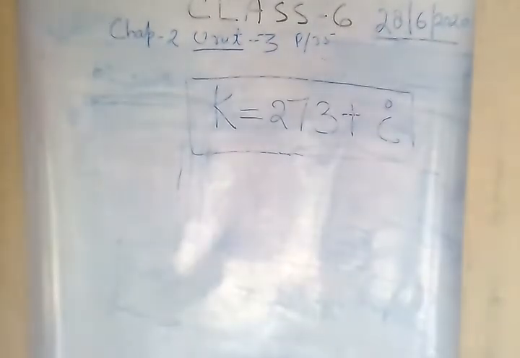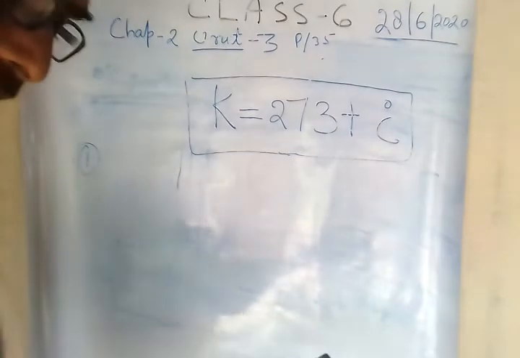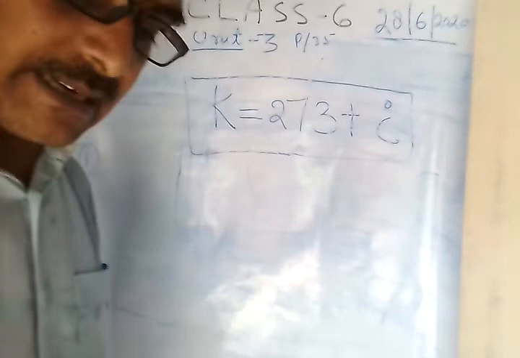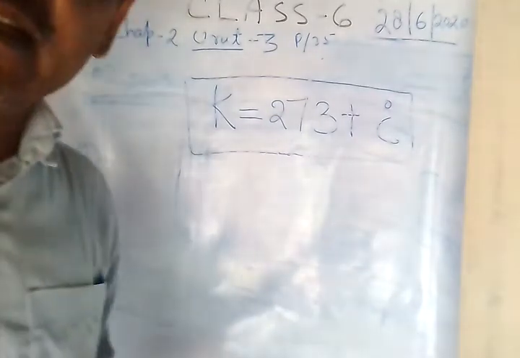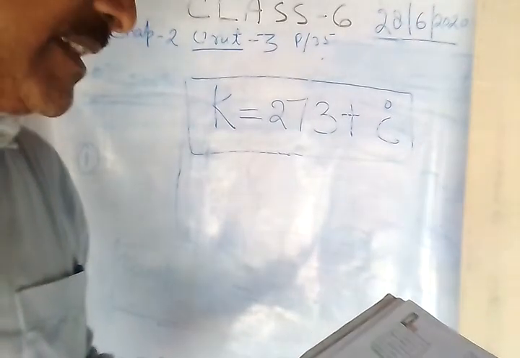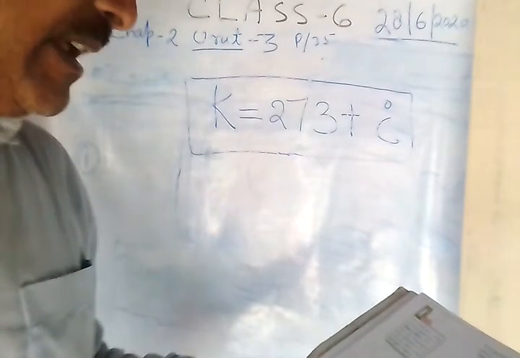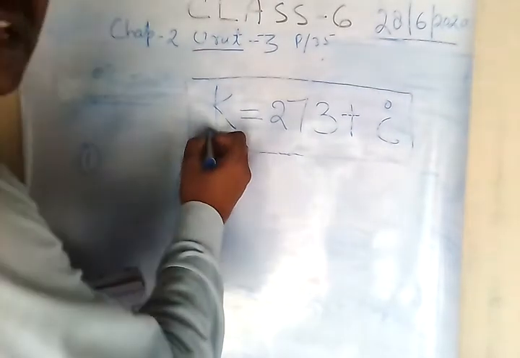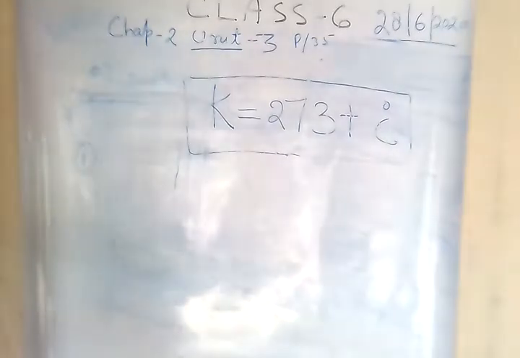Now, before discussing the examples given here, convert the following. Notes are given on page number 36. See the note. The commonly used unit for temperature is the degree Celsius. It must be remembered that temperature in the SI unit is the Kelvin, which is not expressed in degrees. What are we saying here? Kelvin is not expressed in degrees. Only centigrade is expressed in degrees.